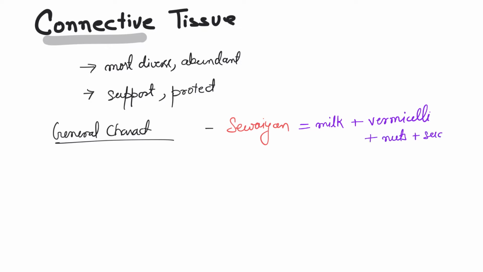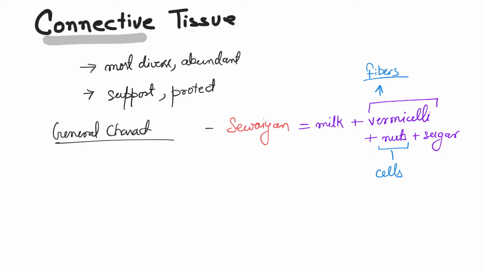You add nuts and there's sugar. Any connective tissue you take would be like savaiya. That means there would be vermicelli. Now, vermicelli here, in our biological terms, stands for fibers, right? There'll always be fibers in connective tissues. Now, nuts in biological language will stand for cells. So there would obviously be cells.